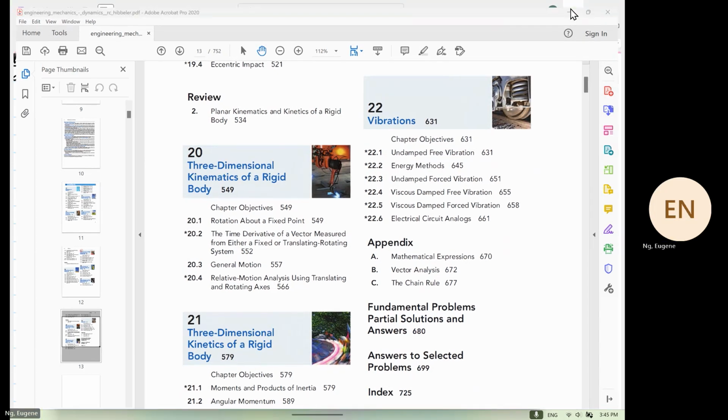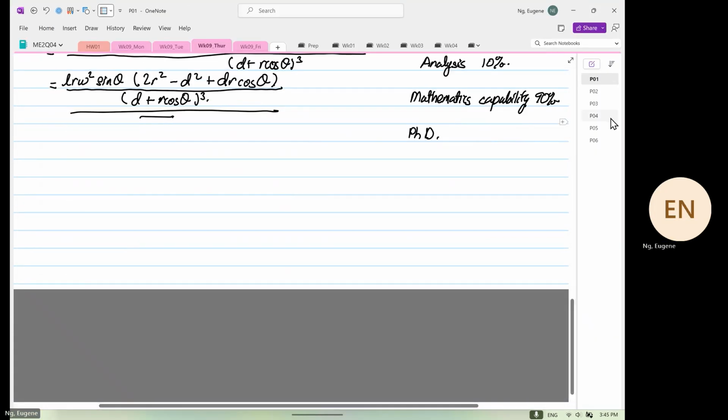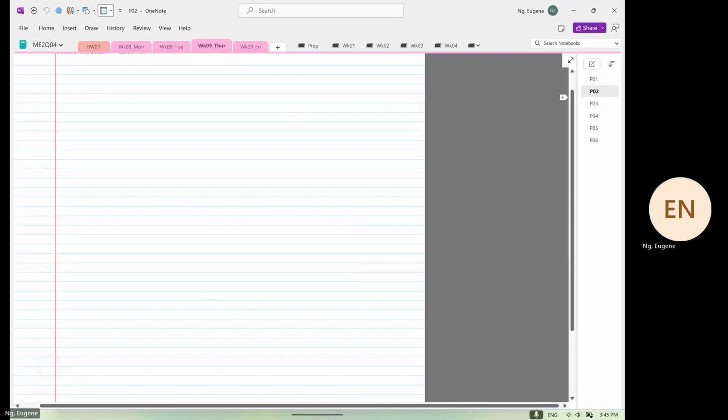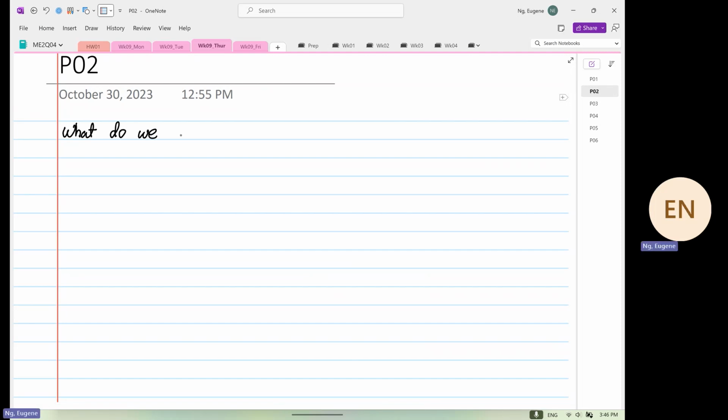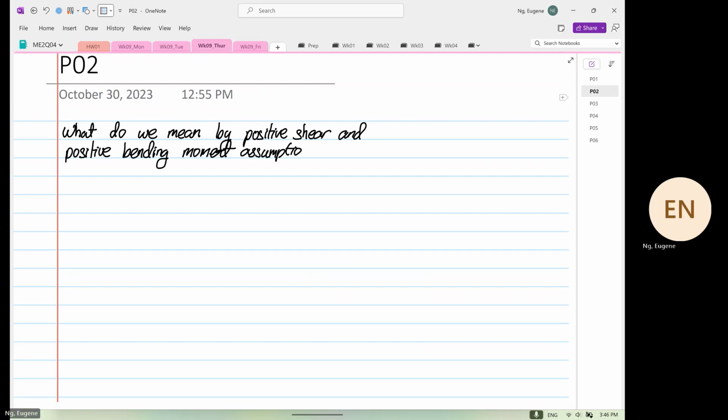So now, before I go on, what do we mean by positive shear and positive bending moment assumption? What do we mean by that?